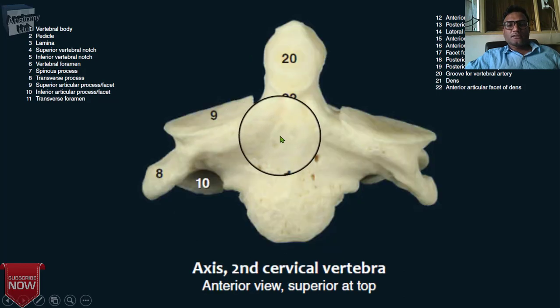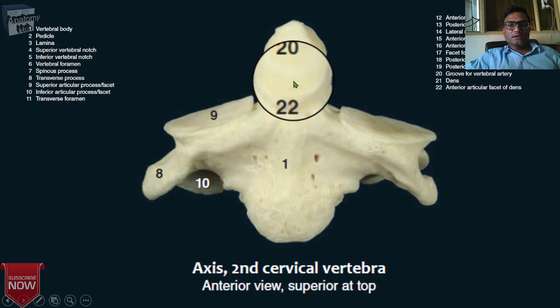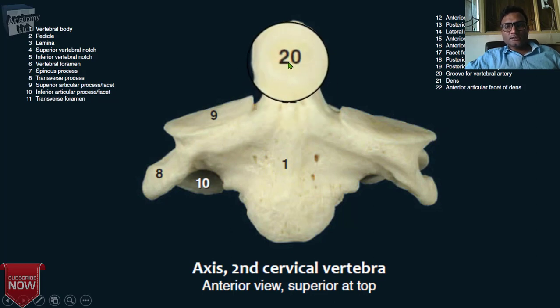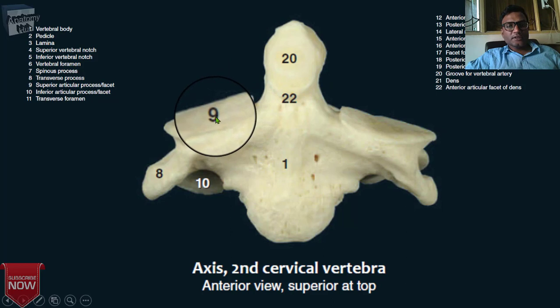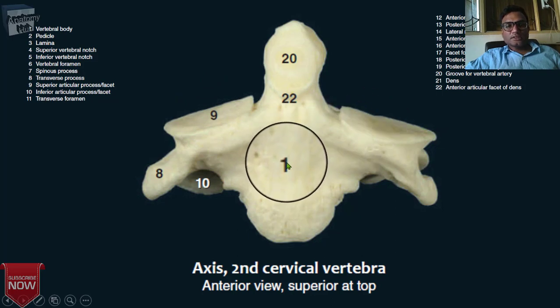Then this is the anterior view of the axis, where you can see the presence of the anterior articular facet over here, and this is your groove for the vertebral artery, which will be present over here. And here you will find the superior articular process and also the facet. It is convex in nature, and directed upward and laterally, that you can observe here. And this one is the vertebral body.